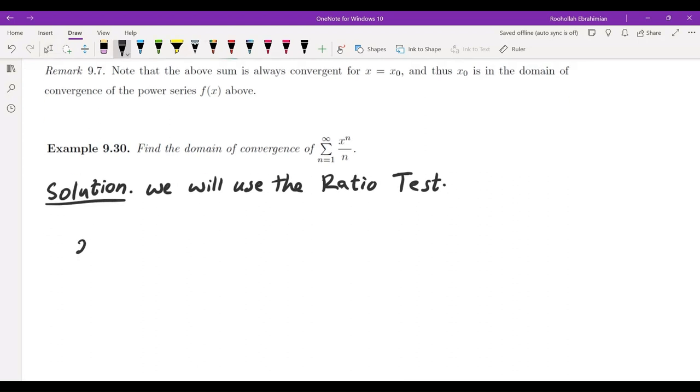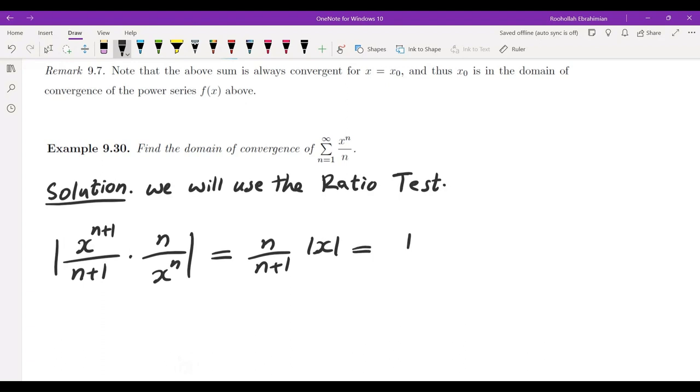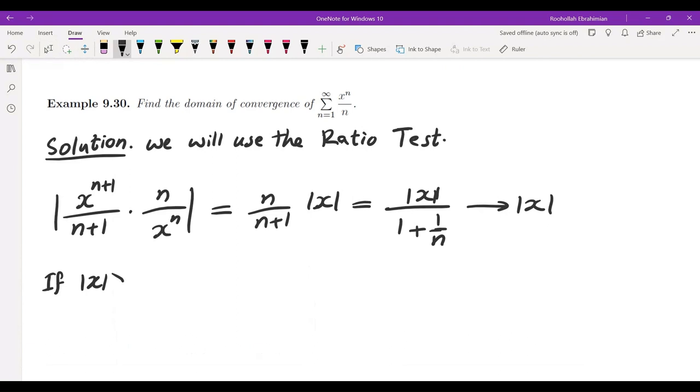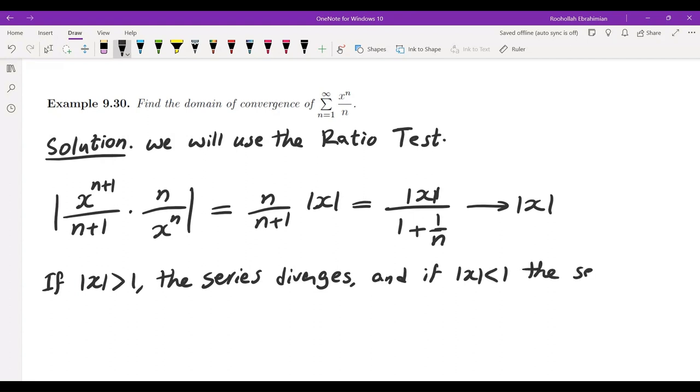So if you look at the ratio x^(n+1) over (n+1) divided by x^n over n, this is what we get: n over (n+1) times the absolute value of x. If we divide the numerator and denominator by n, we get 1 plus 1 over n in the denominator, and this converges to the absolute value of x. So that means by the ratio test, if the absolute value of x is more than 1, the series diverges, and if the absolute value of x is less than 1, the series converges. Which means we will have to see what happens if the absolute value of x is equal to 1.